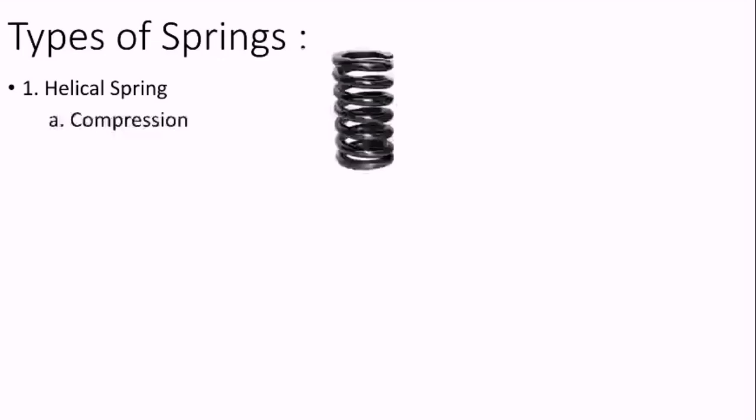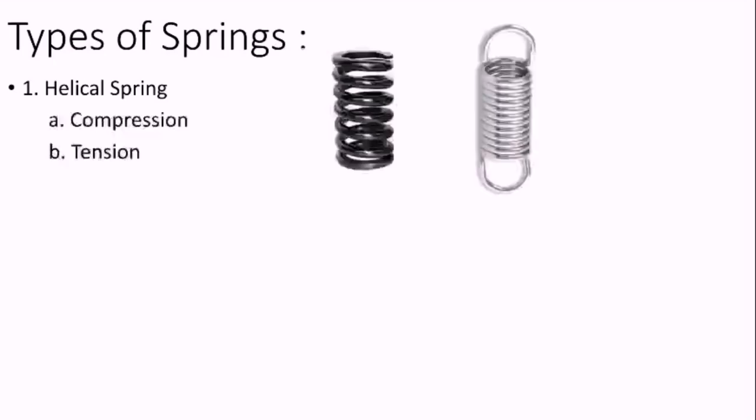There are two basic types of helical springs. First is the compression spring and other is the tension spring. In helical springs, the external force tends to shorten the springs. In other words, the spring is being compressed, whereas in the extension spring, the force tends to lengthen the spring, or we can say the spring is being elongated, as shown in the diagram.